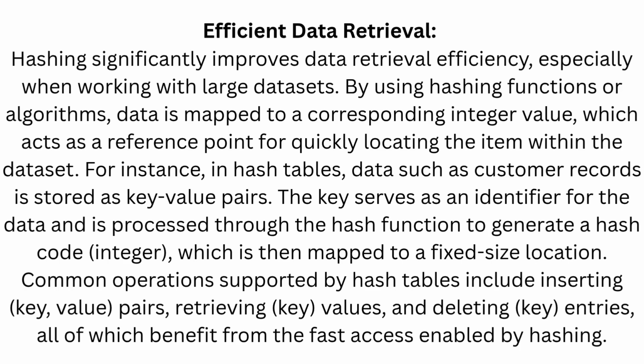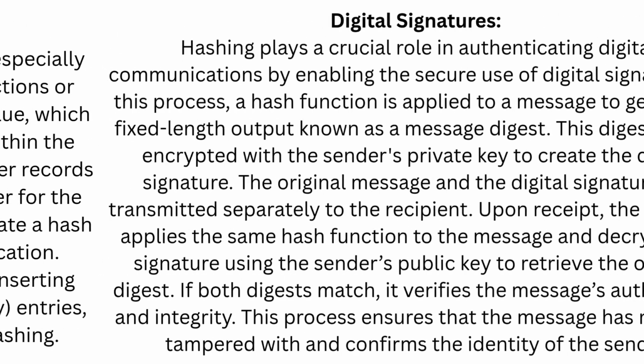For instance, in hash tables, data such as customer records is stored as key-value pairs. The key serves as an identifier for the data and is processed through the hash function to generate a hash code, an integer, which is then mapped to a fixed size location. Common operations supported by hash tables include inserting key-value pairs, retrieving key values, and deleting key entries, all of which benefit from the fast access enabled by hashing.